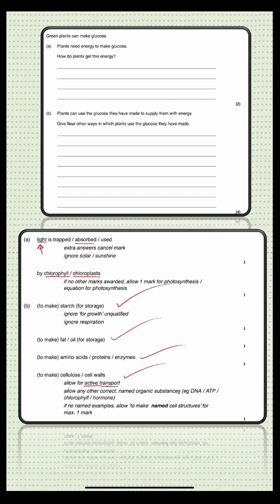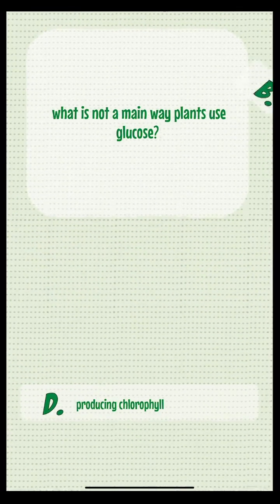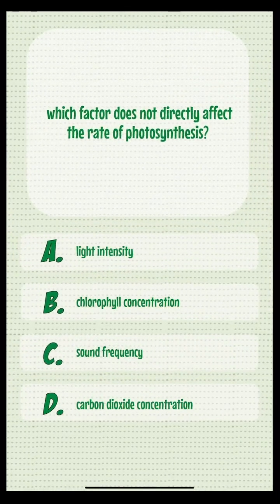Let's go. What is not a main way plants lose glucose? So based on what we just did, which of these are not part of the list? So this should be a quick one, guys. We literally just did it now. Answer and tap on the screen a few times. Yep, exactly. Straightforward. D, that's not part of the list. It's not used for making chlorophyll. They use different ions, mineral ions, to make chlorophyll.